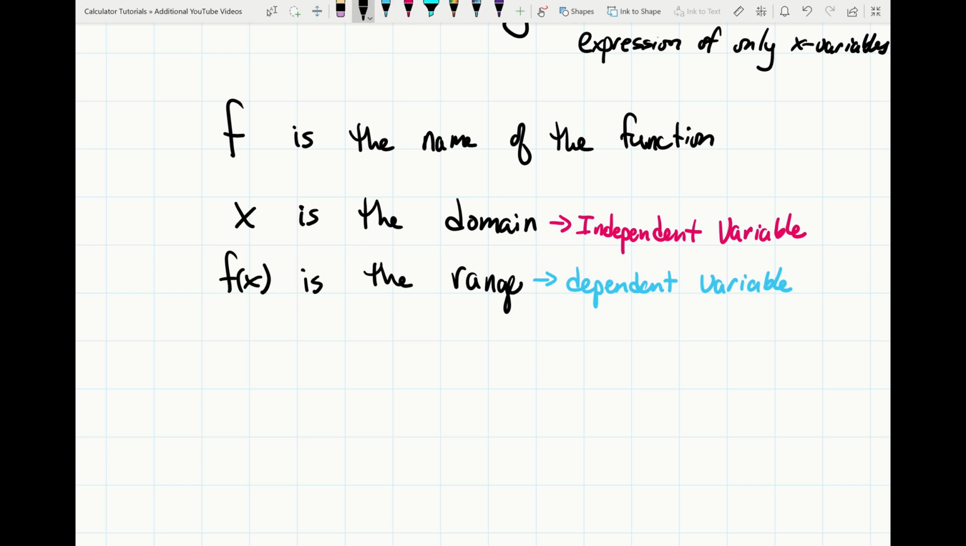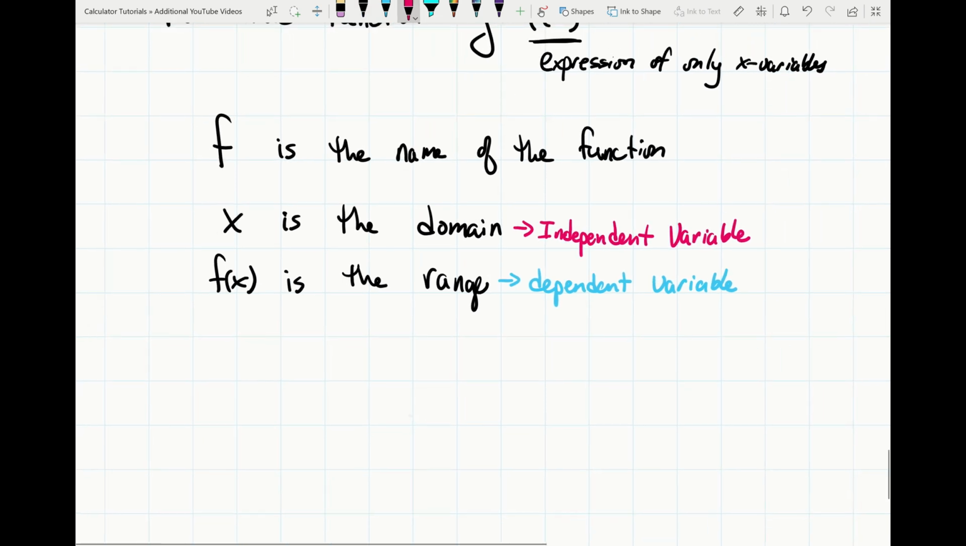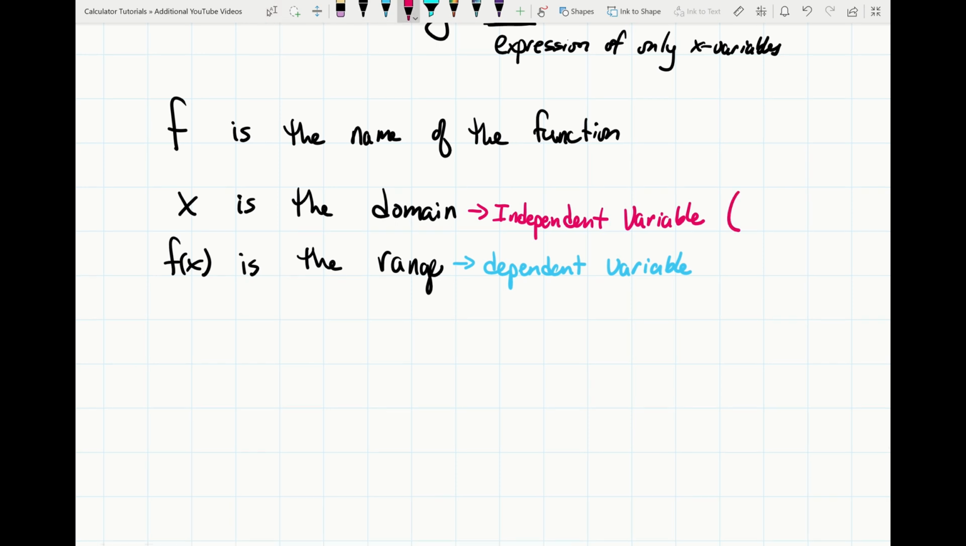Now, there are two other names that I'm going to write, but I'll write them in parentheses because I do use them. The independent variable we think of as the input. The dependent variable we think of as the output. And you will see why I use this notation in this very first example here.